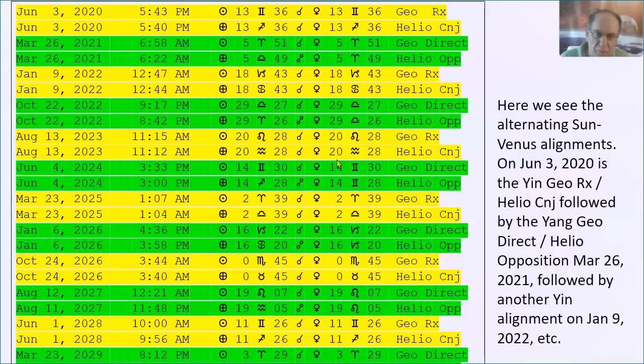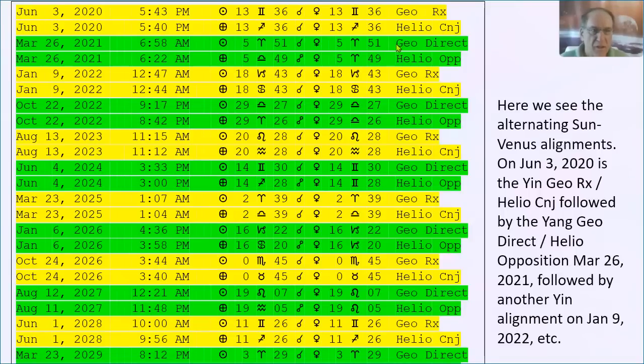So this slide shows you what is actually happening over the 8 years. What's actually happening is on June 3rd, I've combined together 2 listings here, a geo listing and a helio listing, and I've color-coded it so you can see what's happening. This is just to show you that what I'm saying is actually true. I'm not making this up. On June 3rd, Sun and Venus are conjunct, and Venus is retrograde. At the same time, there's an Earth-Venus conjunction, and so on.